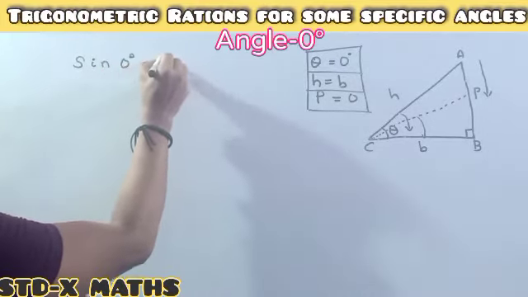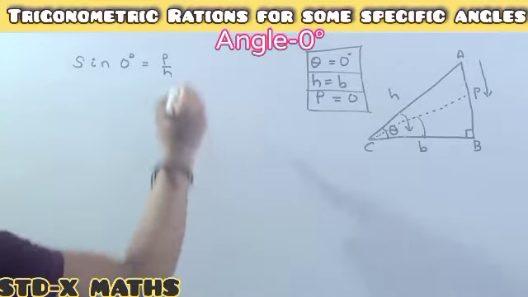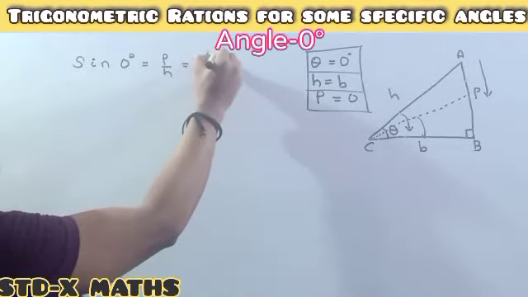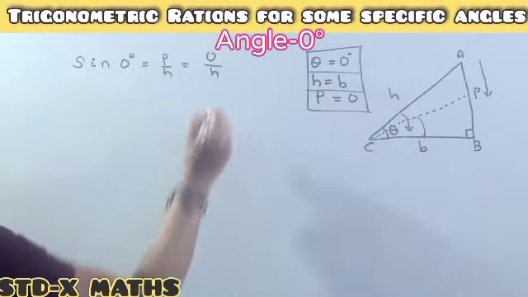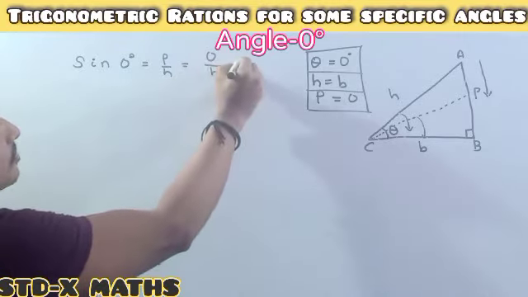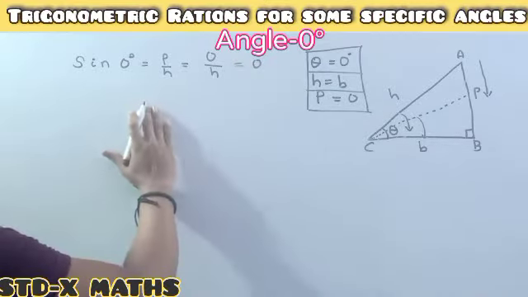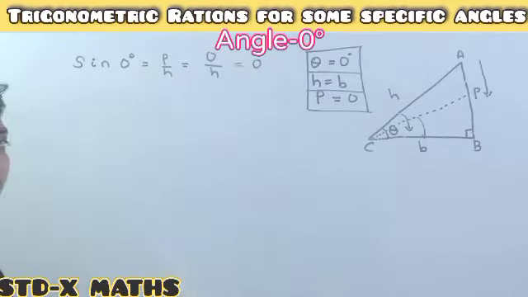Sine 0 degree. Everyone see, sine is p by h. Here p is 0 and h is a non-zero number. H is one of the non-zero numbers and p is 0. So for which the result will be 0. So remember, sine 0 degree is 0.